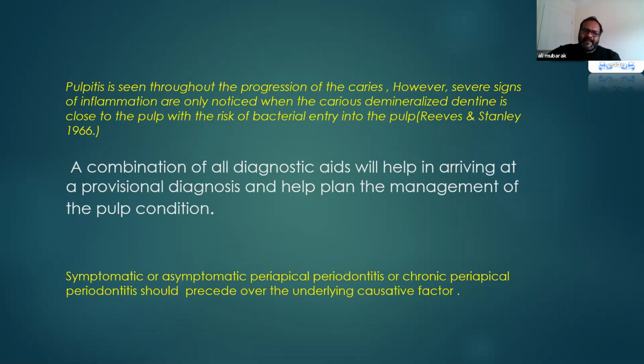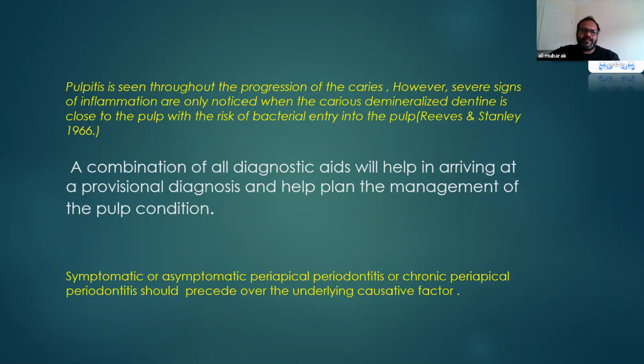Reeves and Stanley in 1966 suggested that pulpitis is seen throughout the progression of caries. However, severe signs of inflammation are only noticed when the caries demineralized dentine is close to the pulp, with the risk of bacterial entry into the pulp. Which basically means that the moment the tooth has got a bit of caries, the pulp starts to react, starts to repair. You can imagine it still has those stem cells which will start laying down tertiary dentine throughout your life. So if you see caries at an early stage, it's better to restore it and better to prevent it.